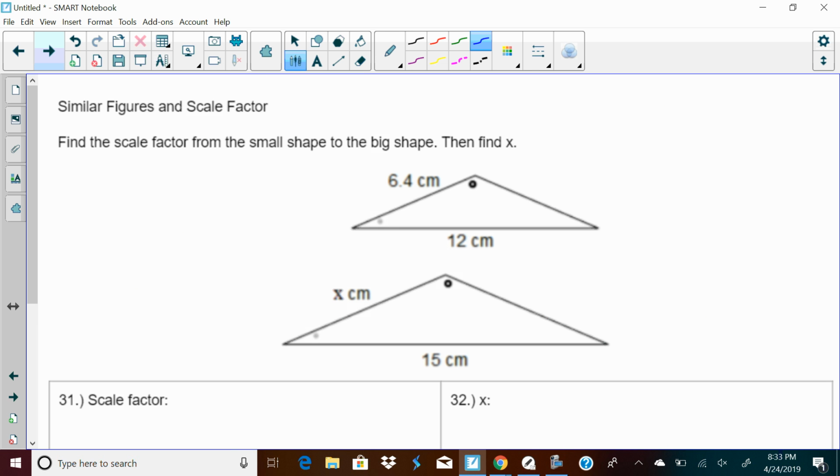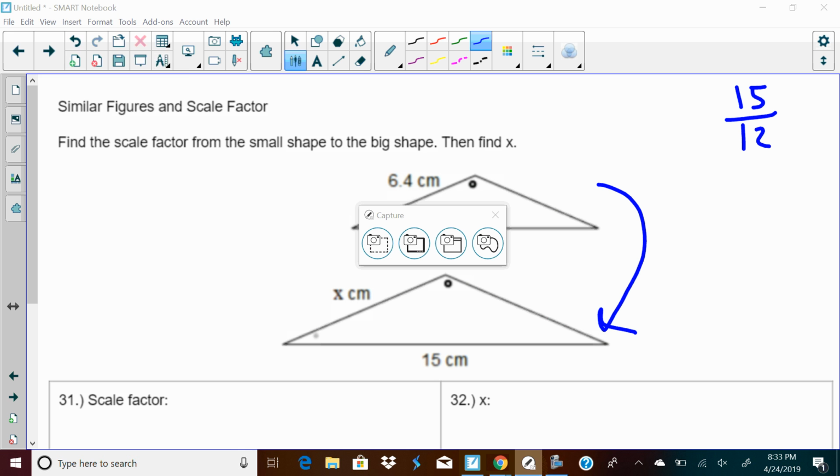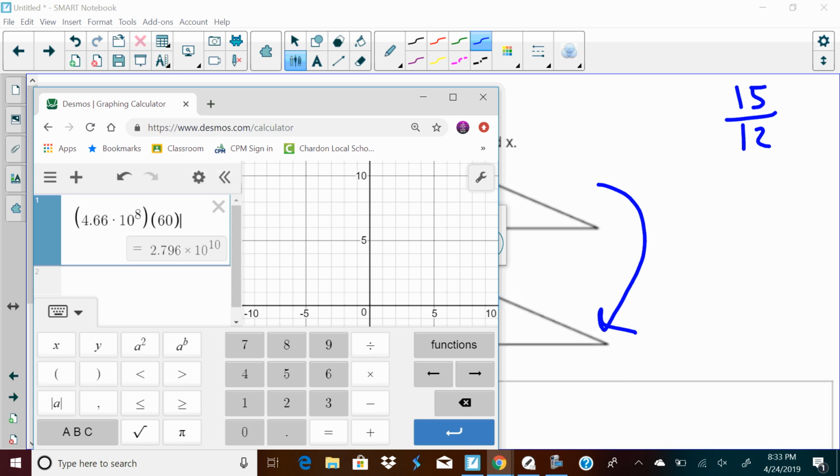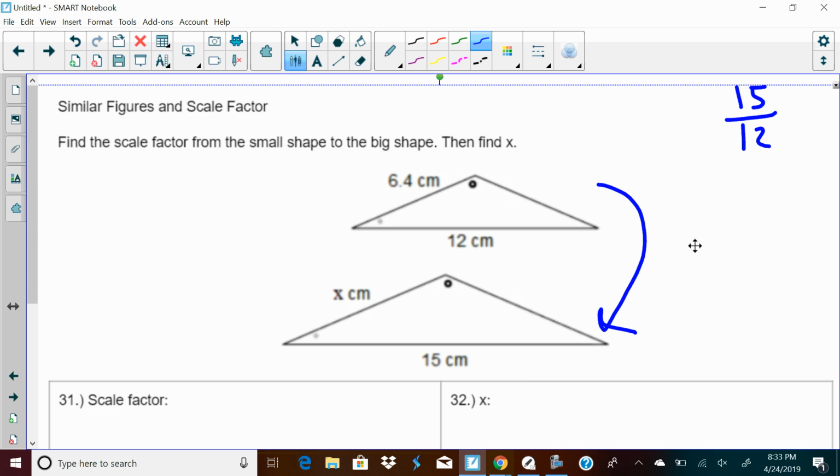Okay, the last problem on the study guide is scale factor in similar figures. Find the scale factor from the small shape to the big shape. So we want to know what we multiply to go this way. So I'm going to do 15 divided by 12. I get 1.25. So my scale factor is 1.25. If I wanted to go the other way, I would divide by 1.25.